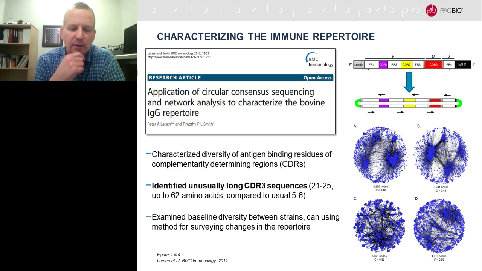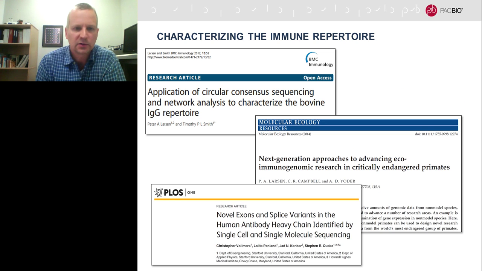And you can already see, just visually in the representation on the bottom right, that different individuals have dramatic differences with regard to their immune repertoire, their diversity and how these cluster and so forth. And he also identified, for the first time, unusually long CDR3 sequences and so forth.